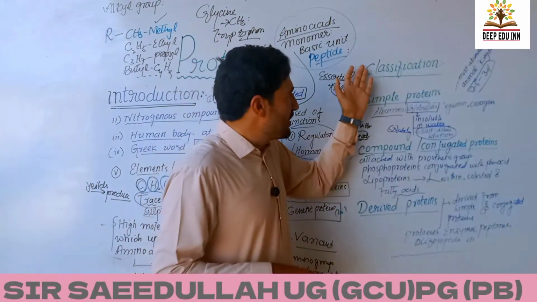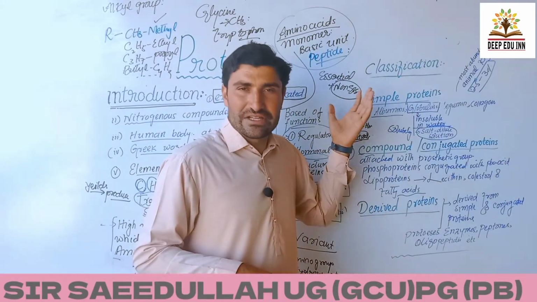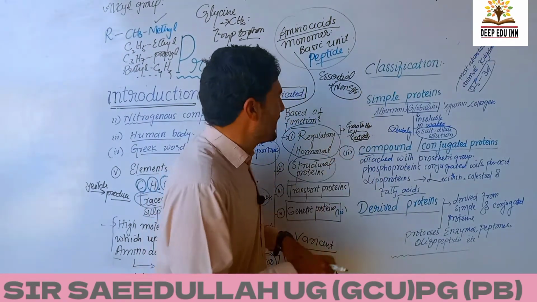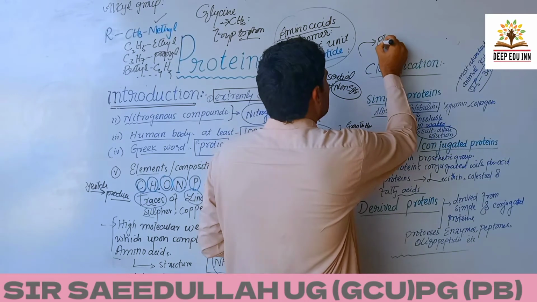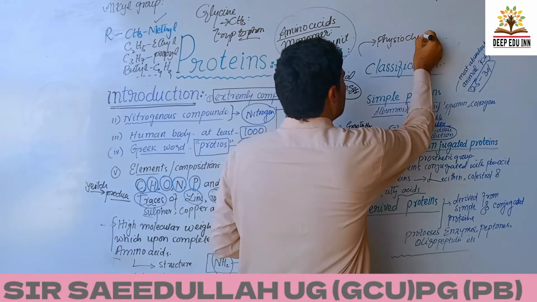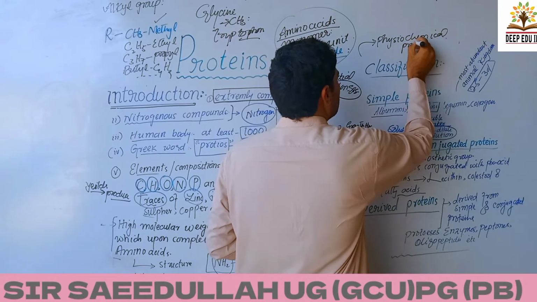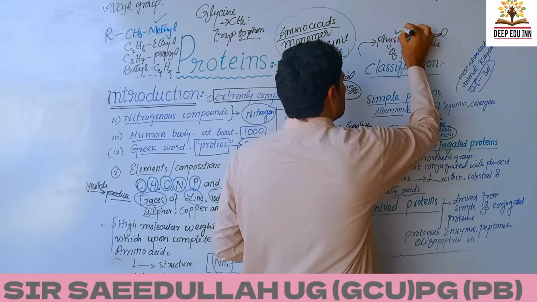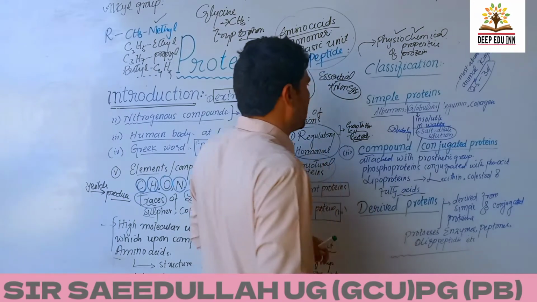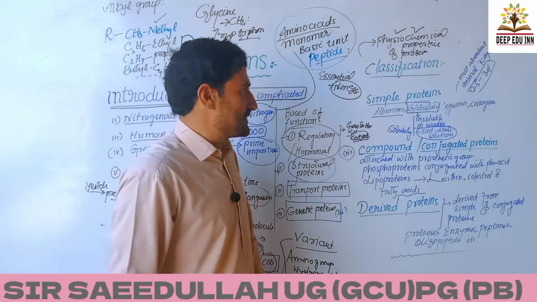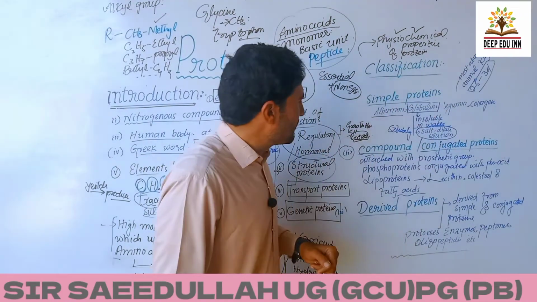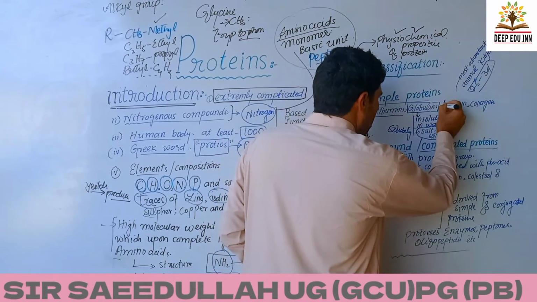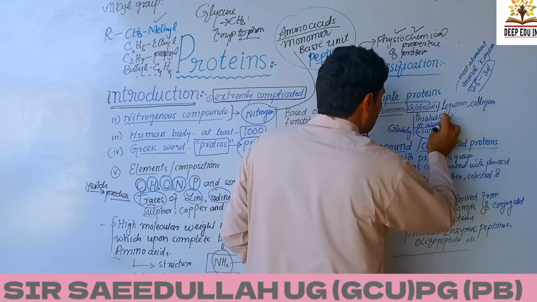That is classification based upon whether they are simple, conjugated, compound, or derived protein. So there are three categories based on the physiochemical properties of protein. Number first, they are simple protein. By simple protein, we mean that they include albumin, globulin, legumin, collagen or collagen proteins.